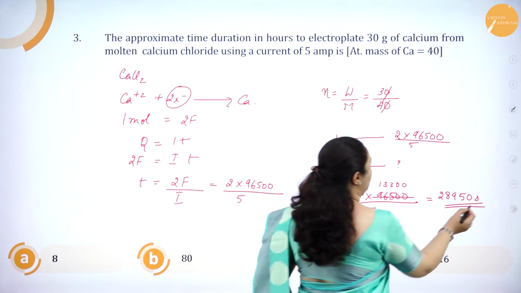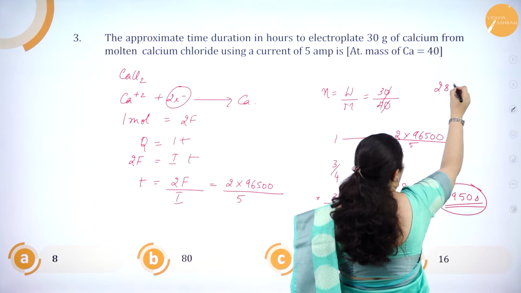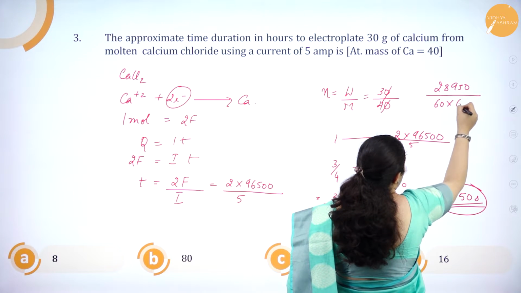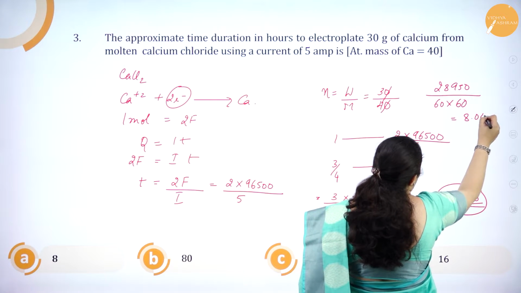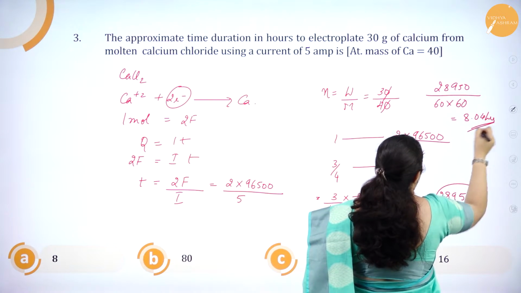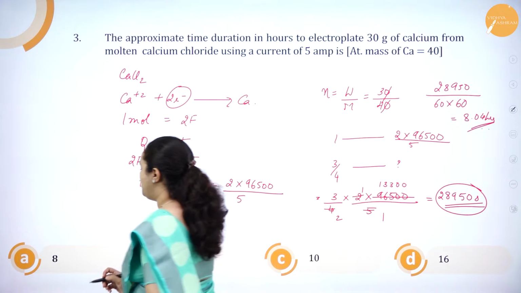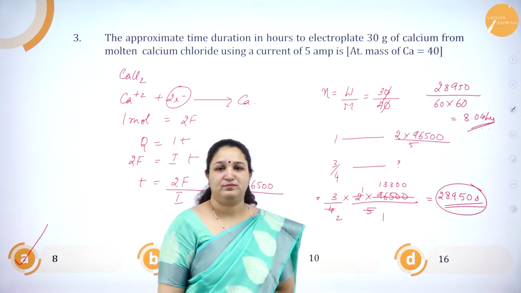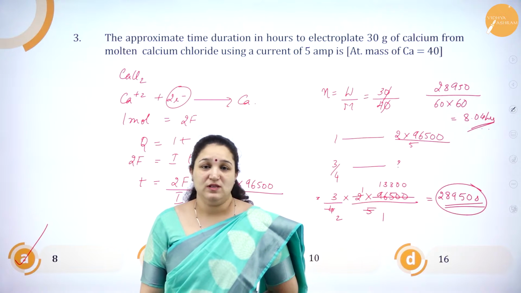So it's important to convert this into hours. To convert into hours, 28,950 divided by 60 into 60 because this is in seconds. If I do this, I'll get 8.04 hours. That is, 8 is the correct answer. That is option A. 8 hours is required. Correct? So I hope you have understood how to solve this.